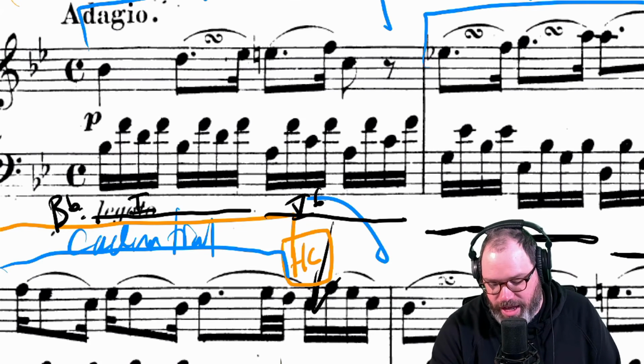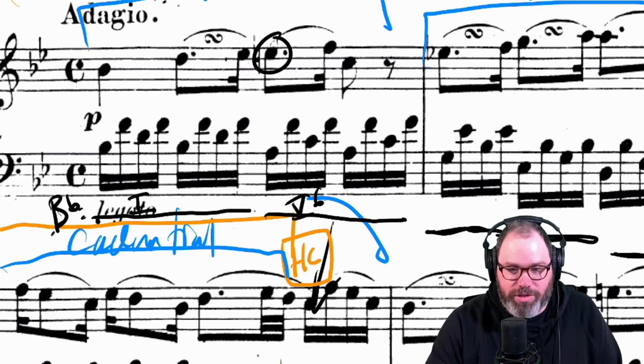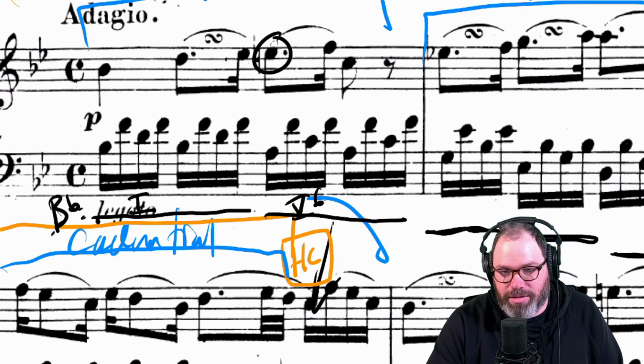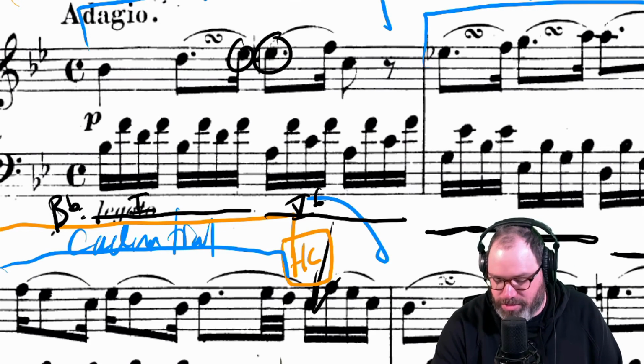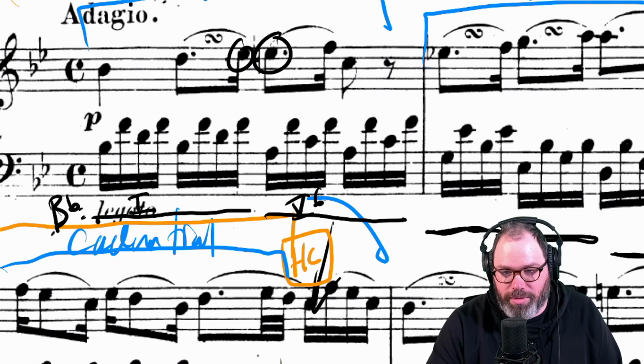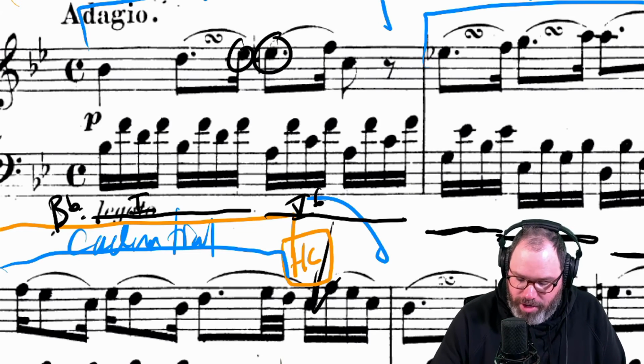And I think we can account for this E flat as a passing tone between the E flat in the previous beat and, or even, these are both passing tones between the D, which is stable, and the F, which is stable. Okay, let's keep going.